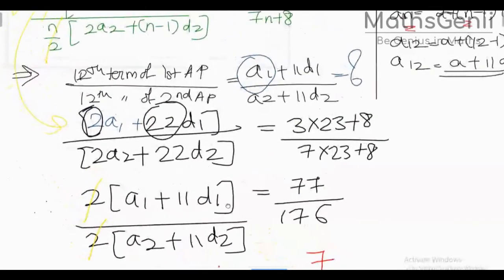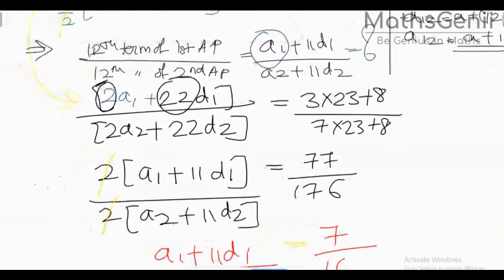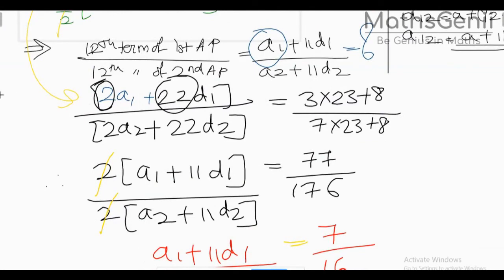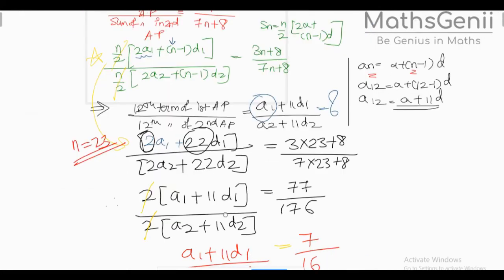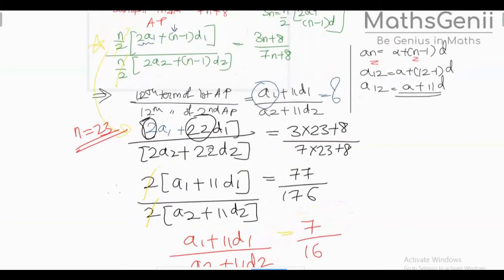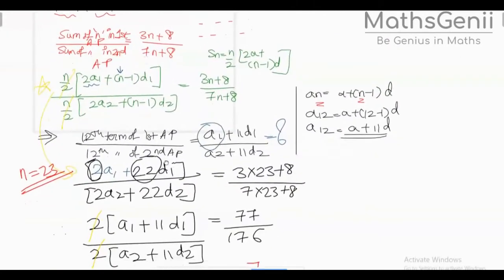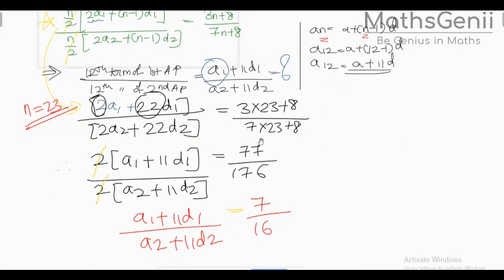Therefore, it is very important to smartly understand why I put n is equal to 23 in this equation, so that I could eventually take 2 common and get this answer. I hope you have understood. For any doubts, you can always put them in the comment section.